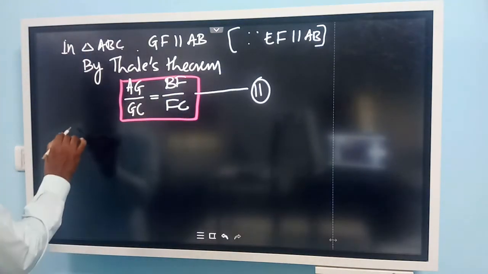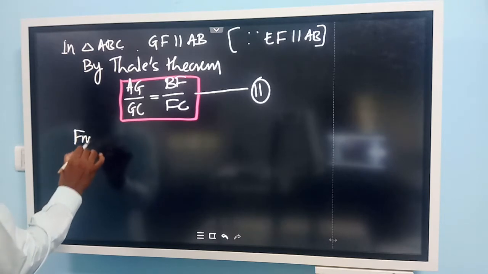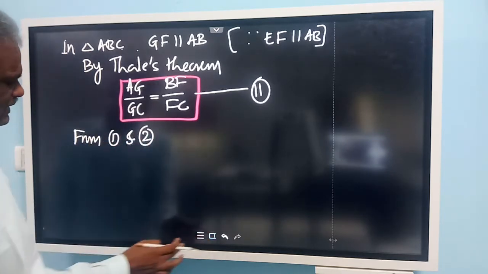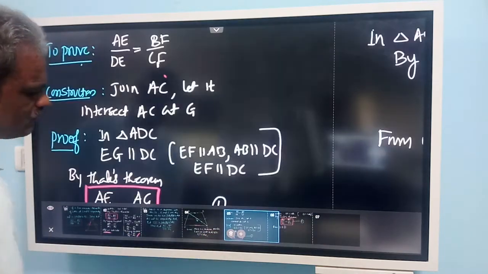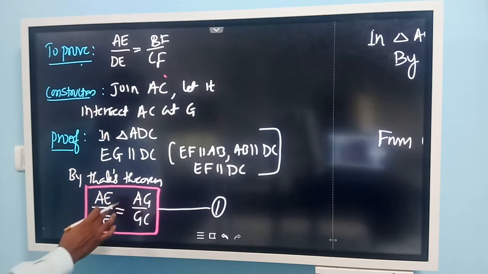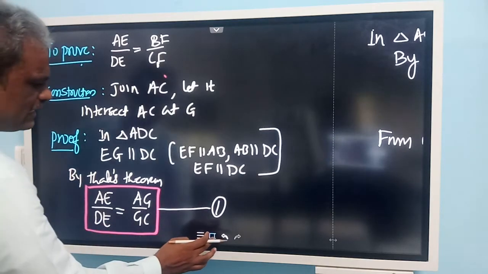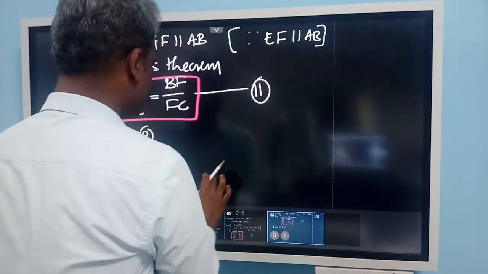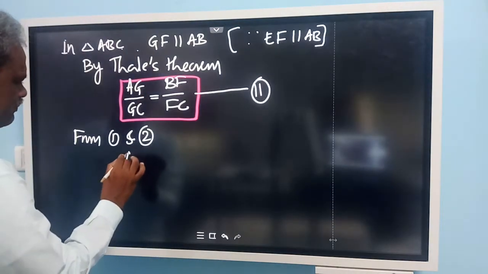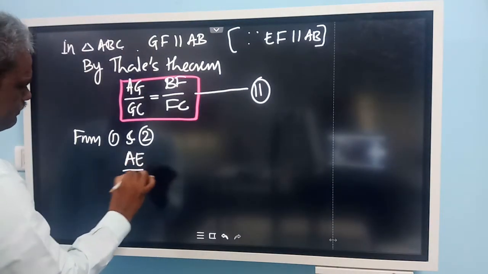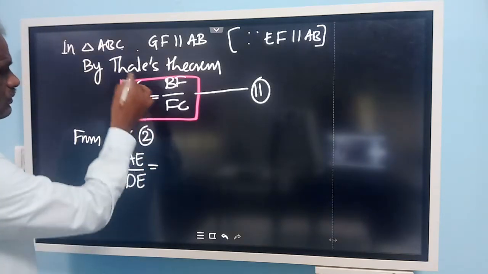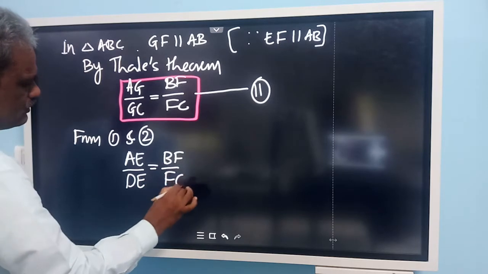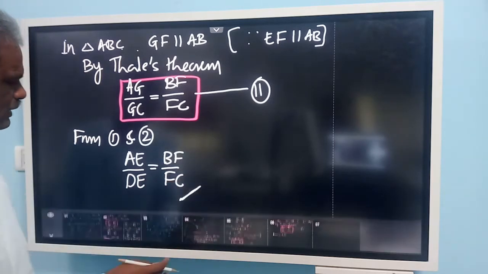So therefore from 1 and 2, what can you conclude? From equation 1, AG by GC is equal to AE by DE. So let us write here AE by DE is equal to the same AG by GC, which is equal to BF by FC. So this is what we wanted to prove here.